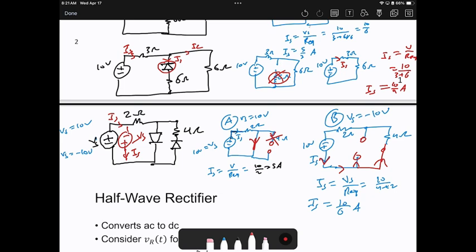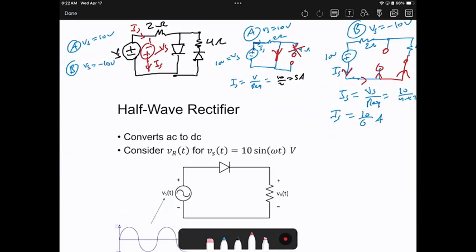Any questions? So that's basically how we deal with diode circuits when we deal with DC circuit analysis. In AC, there will be some differences. But for these kinds of circuits, most likely it will be based on DC, while in AC, we will discuss it now.